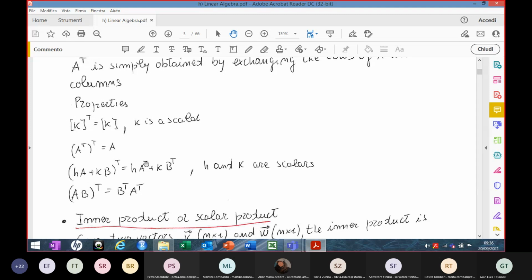Alternatively, you can first compute the transpose of A, the transpose of B, then do H times the transpose of A plus K times the transpose of B, and what you get is exactly the same matrices.